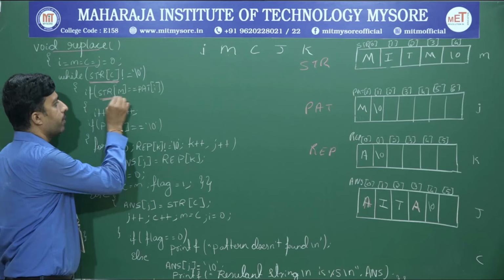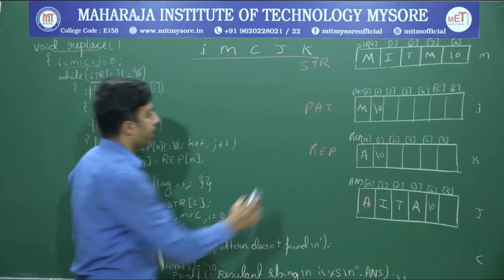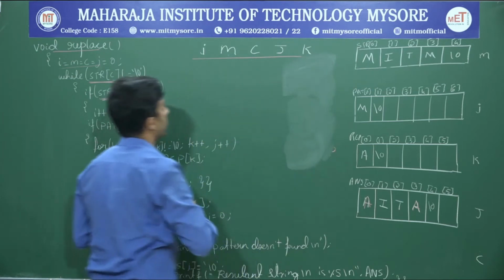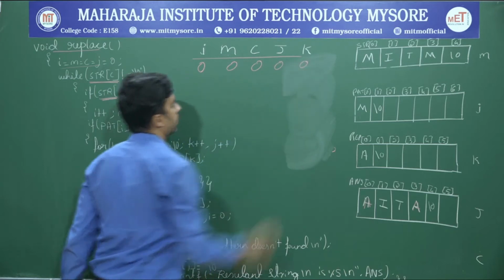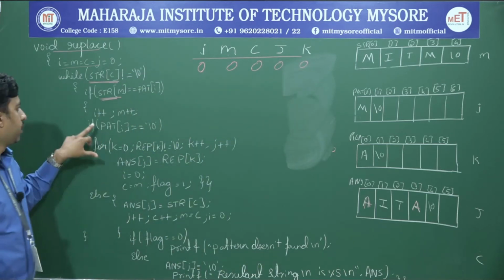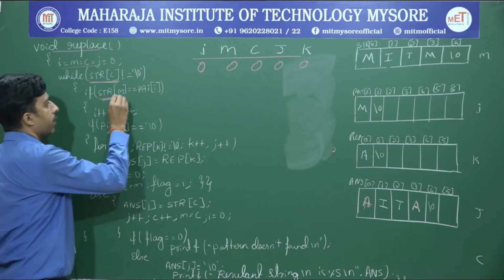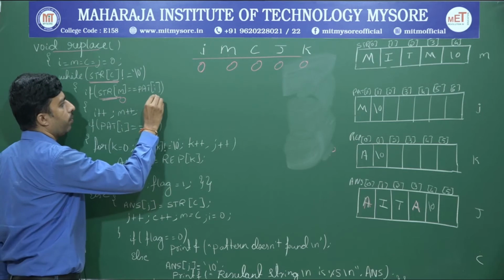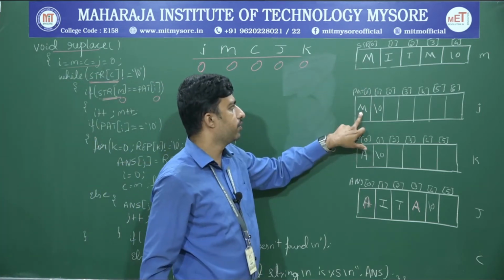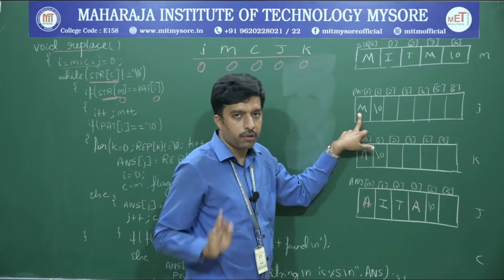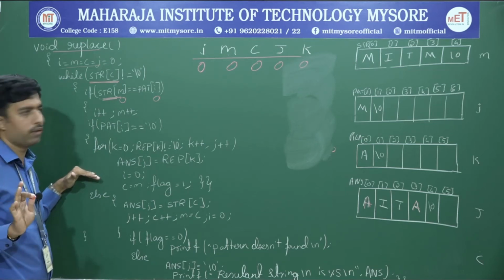Initially we made all these values 0. Now str of m, that is str of 0, is compared with pattern of 0, that is, with m. If it is equal, you are supposed to go for replacement. Otherwise, there is no need of replacement.